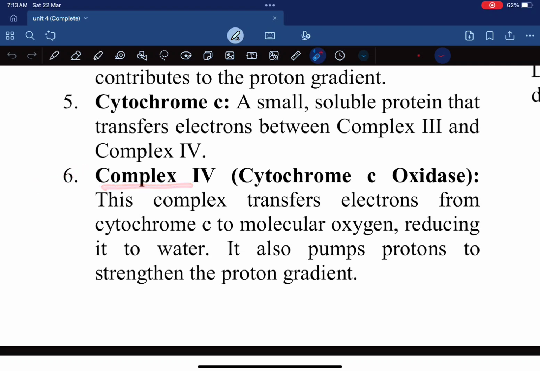Complex 4, cytochrome c oxidase. This complex transfers electrons from cytochrome c to molecular oxygen, reducing it to water. It also pumps protons to strengthen the proton gradient.